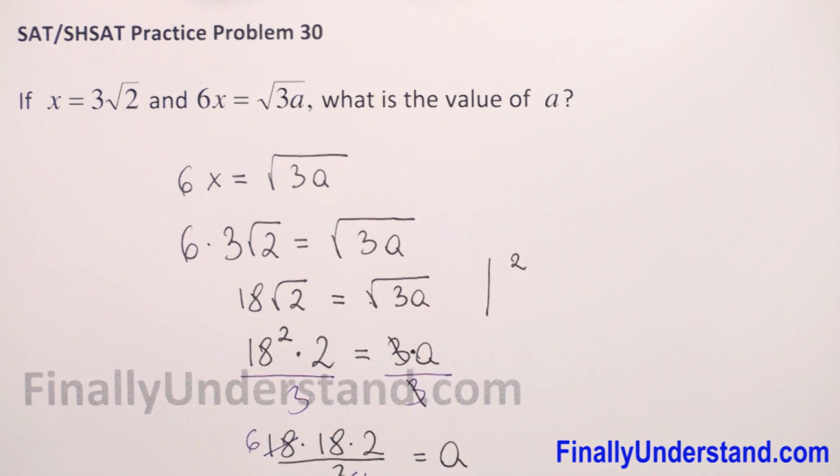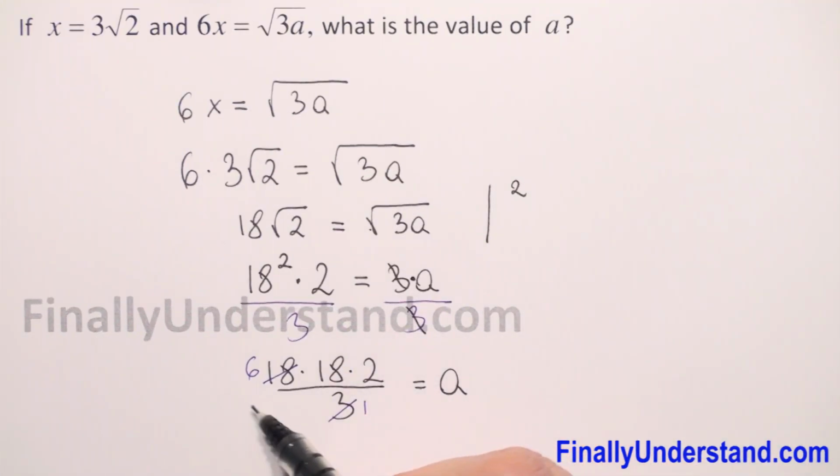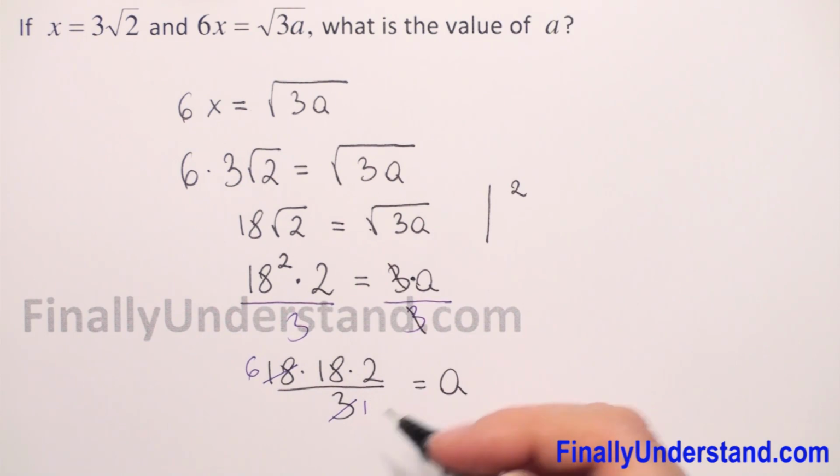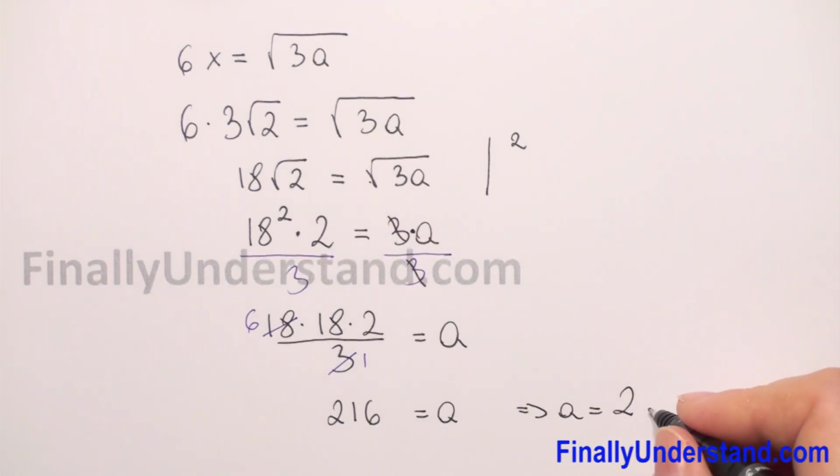So we have 6 times 18 times 2 over 1. So this is 216 over 1. We don't have to write that. This is our a. So we can rewrite that a is equal to 216. We found a. So this is my solution.